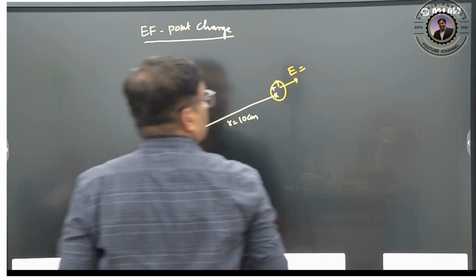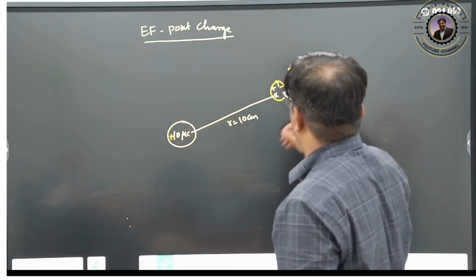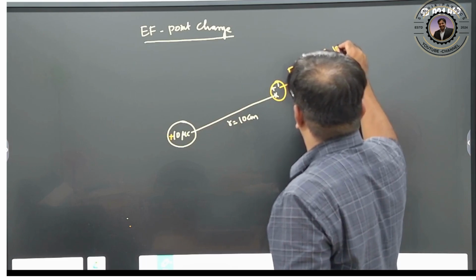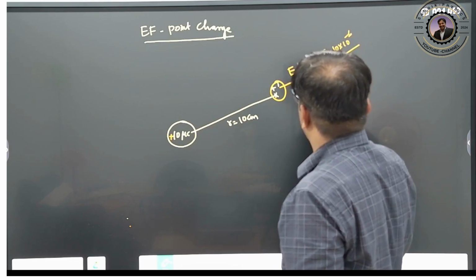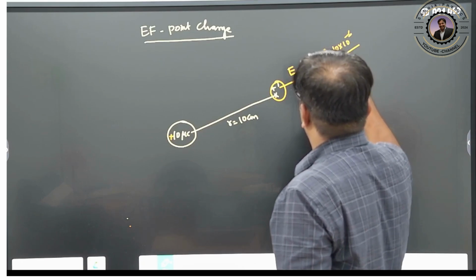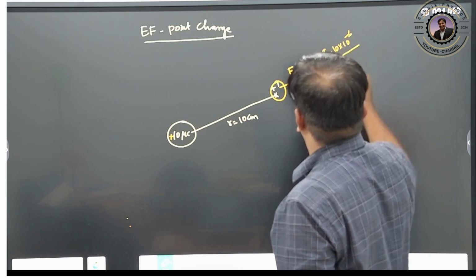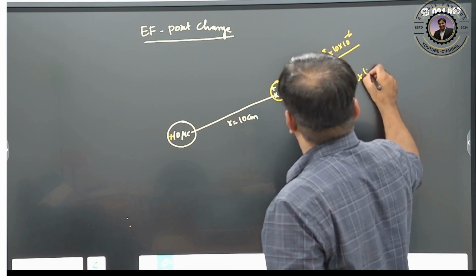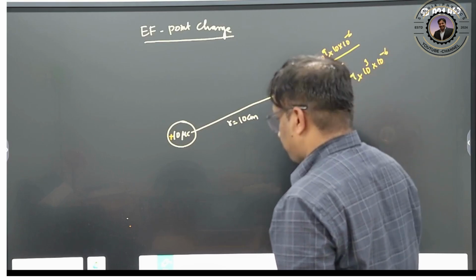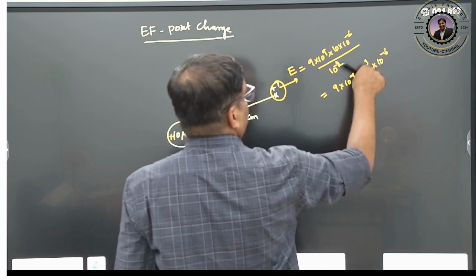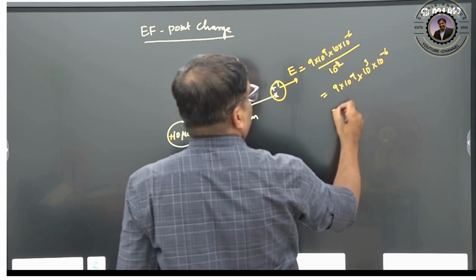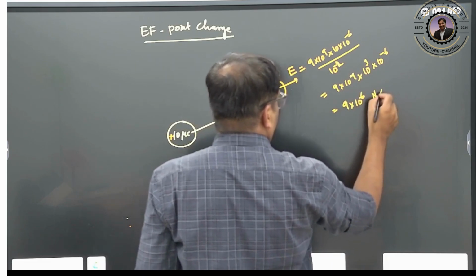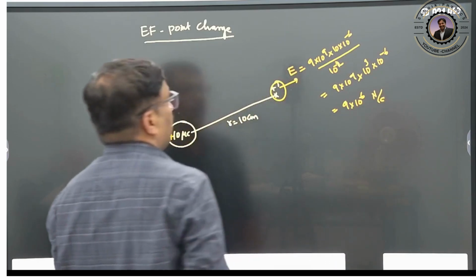What is the formula? kq by r square. What is k? 9 into 10 to the power of 9, into q, which is 10 into 10 to the power of minus 6, by r square, meaning 10 to the power of minus 1 whole square, 10 to the power of minus 2. Therefore, 9 into 10 to the power of 9 into 10 to the power of 3 into 10 to the power of minus 6. The exponent is minus 3, so 9 minus 3 is 6. 9 into 10 to the power of 6 Newton per Coulomb. Clear?